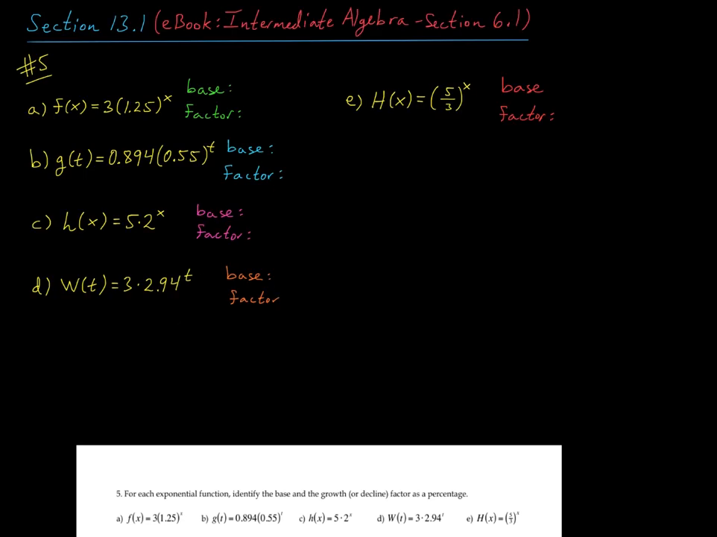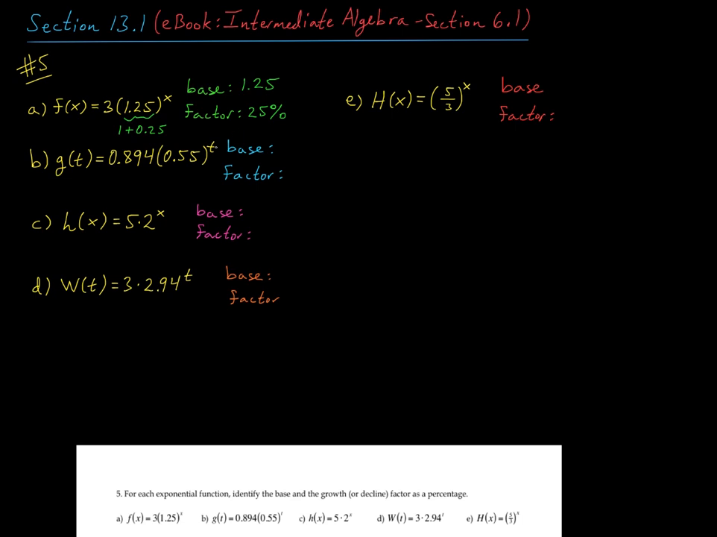All right, so now let's look at some examples here. This is question 5 on the worksheet. So we're asked to identify the base and the growth or decline factor as a percentage for each of these exponential functions. So part A, our base would be 1.25. And so in this case, growth factor, we're thinking I have my 100%, the 1 plus 0.25, which is 25%. So my growth factor there would be 25% from output to output.